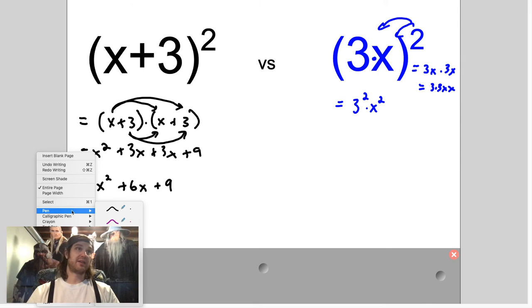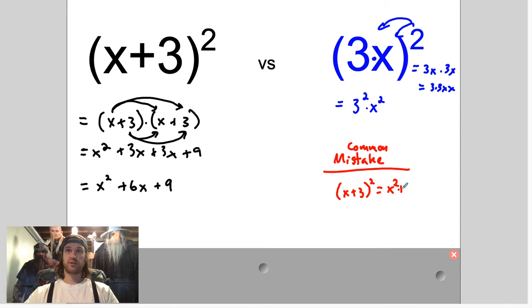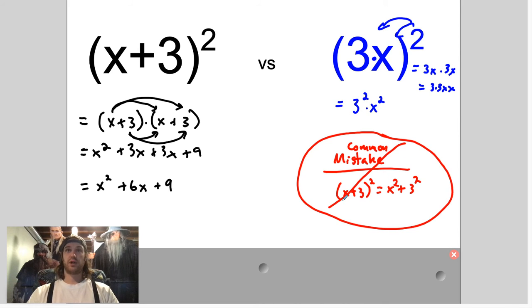So the common mistake that students make is they'll say, oh, x plus 3 squared, that's x squared plus 3 squared. It's not, because you're forgetting the 2 middle terms. Not going to work out. So I'm going to put a big circle around this, put an x through it. That is not what we do.